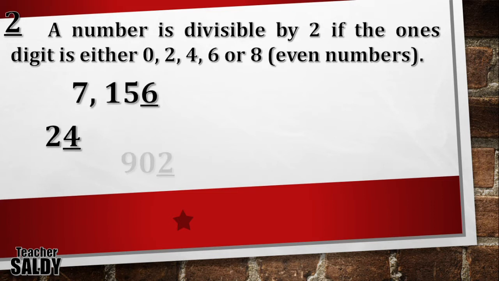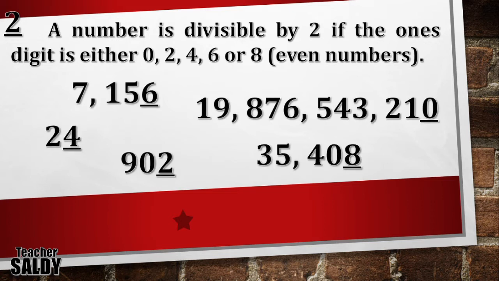Okay? Let's have examples. 7,156 is divisible by 2 kasi ang ones digit niya is 6, which is an even number. Also, 24,902, 35,408, as well as 19,876,543,210. So, kapag yung isang number, ang pinaka-right niyang number is 0, 2, 4, 6, or 8, pwede mo siyang i-divide by 2. Pwede mo silang hatiin. Okay?